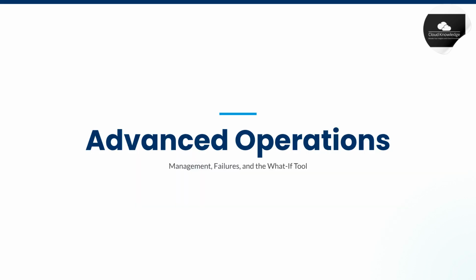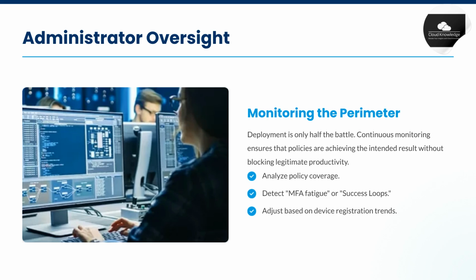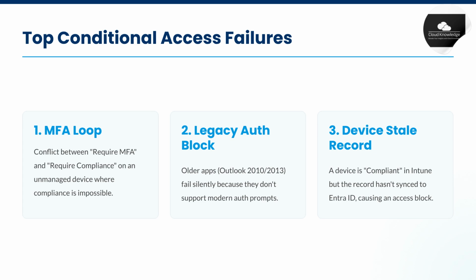Now we move on to advanced operations, covering management, common failures, and utilizing the what-if tool. Administrator oversight means continuous monitoring of the perimeter. You must analyze policy coverage, detect issues like MFA fatigue, and adjust policies based on device registration trends. Top conditional access failures include MFA loops, conflicts between requirements, legacy authentication blocks for older apps, and device stale records, where device compliance status hasn't synced correctly.